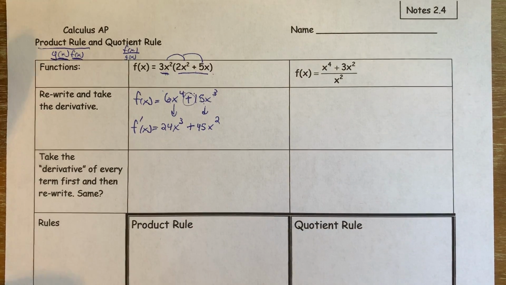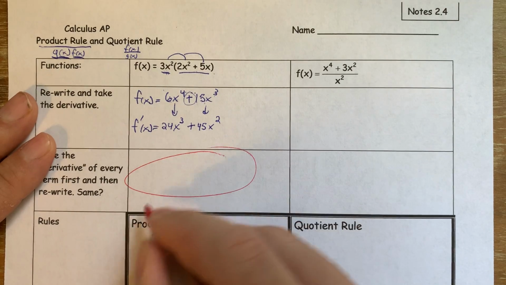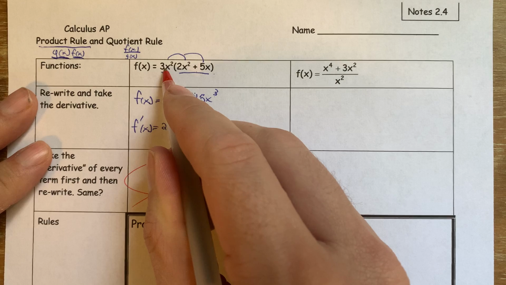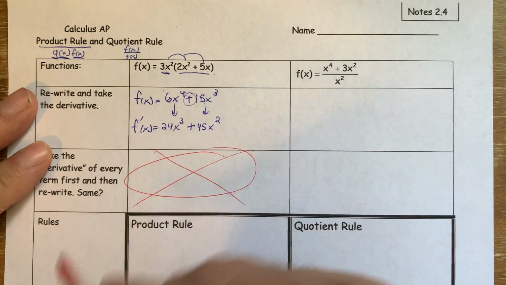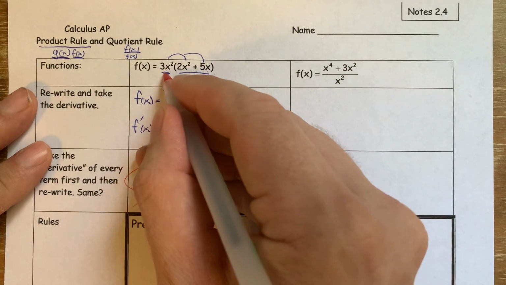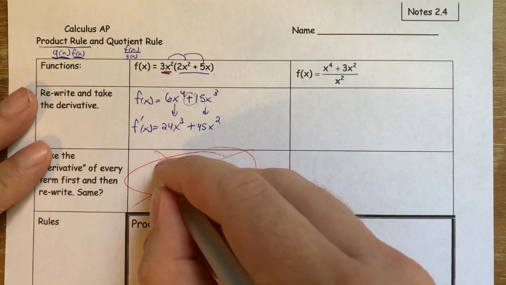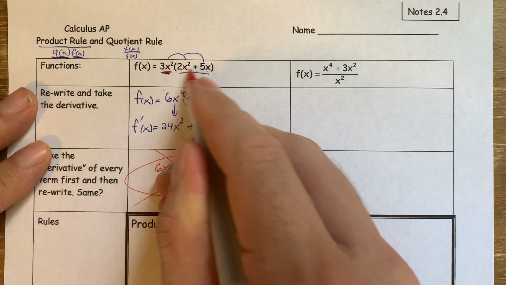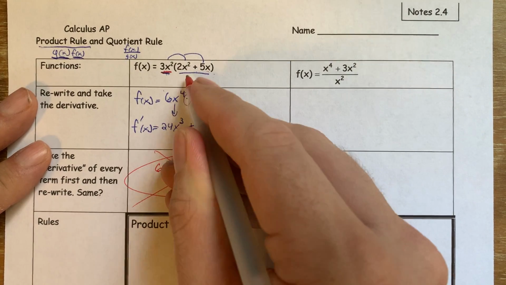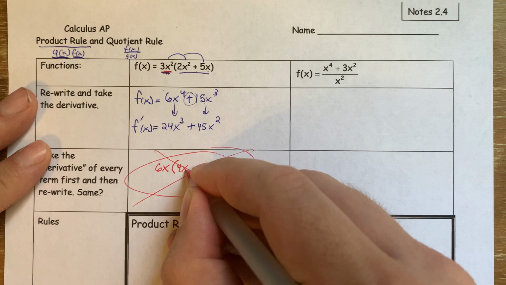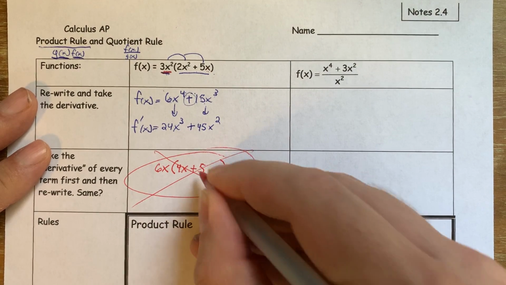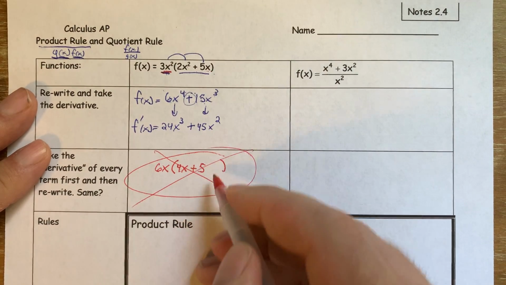And let's just see what would happen if we tried to, and this is bad, I'm going to go ahead and put an x through this already. What would happen if we tried to take the derivative of each one of these and multiply it together? So what's the derivative of 3x squared? Well, that's 6x. And if we multiply that times the derivative of this, which is a sum and difference, so we can do this. The derivative of 2x squared is 4x. And the derivative of 5x is 5. Remember that and the derivative of x is just 1.